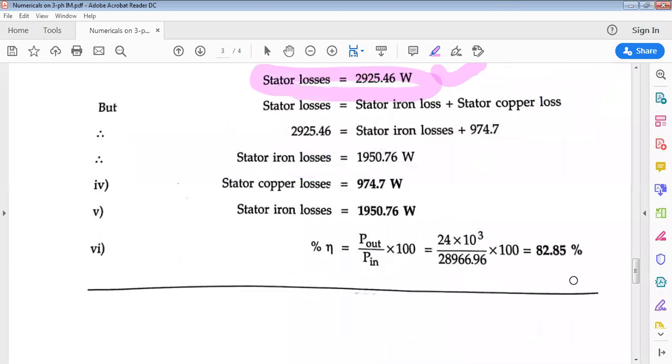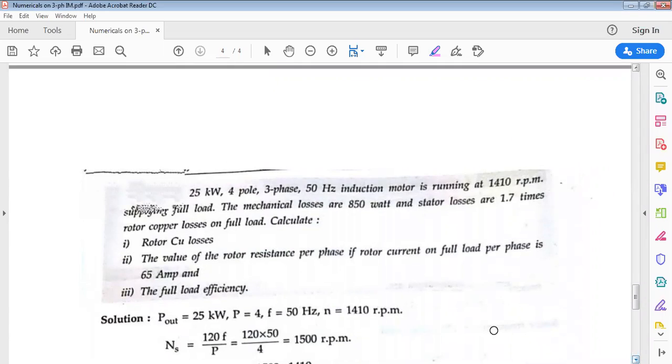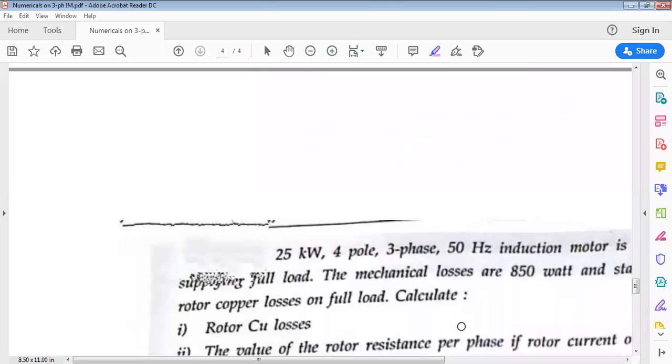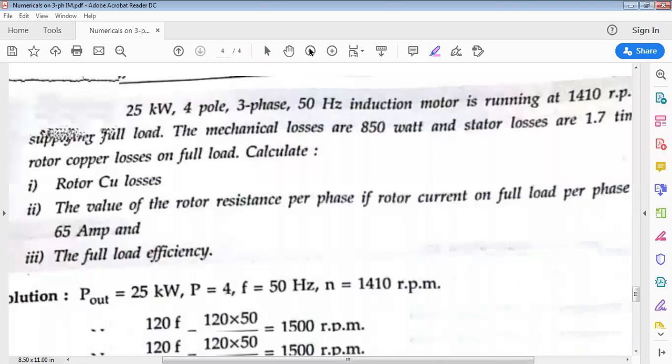Efficiency is left. Output by input is efficiency. Output of motor you have, it's given actually. Input just now we have calculated. So using this you can calculate the efficiency. Next one and last one sum. Then here three-phase induction motor is over. From tomorrow we'll start with single-phase induction motor. So read the last one sum, everyone.